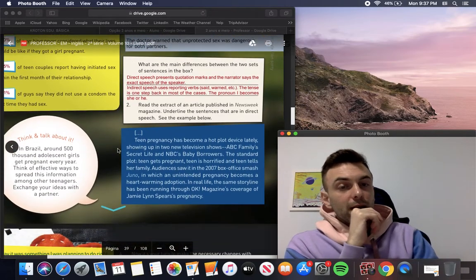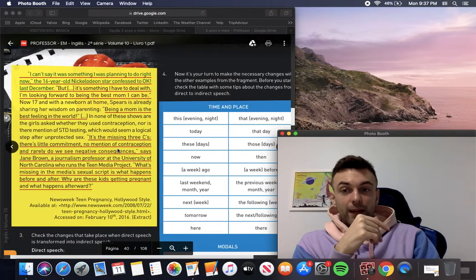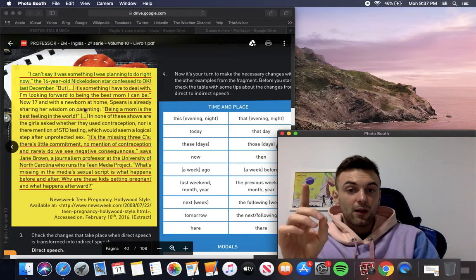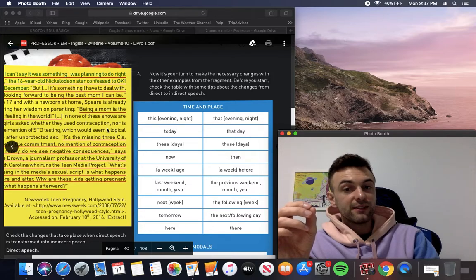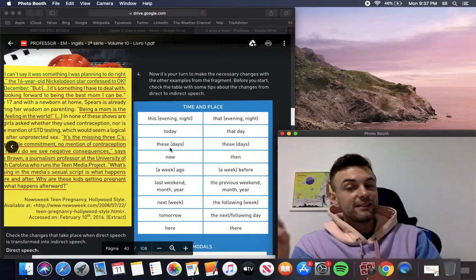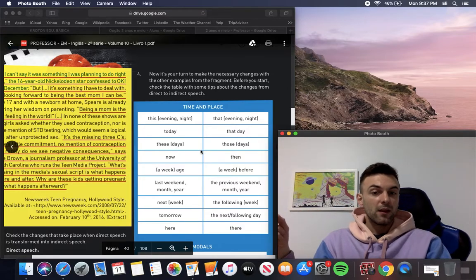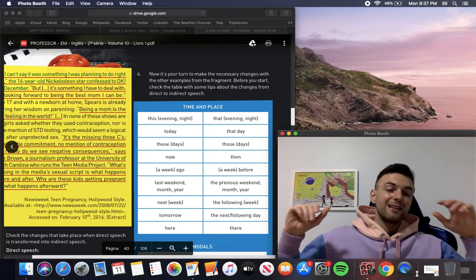Tá? In the page 39 here, we had some examples of how the reported speech changes things. Por exemplo, tempo e lugar. This vira that, today vira that day, these days, these months, these weeks, viram those days, those months. Um exemplo rápido.